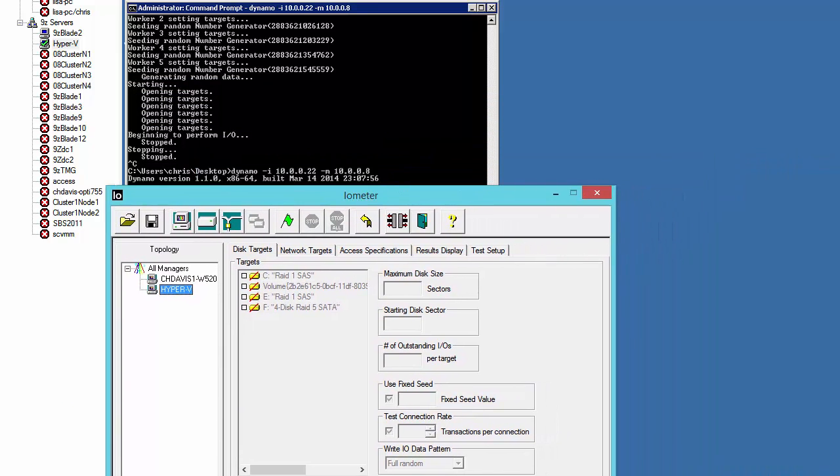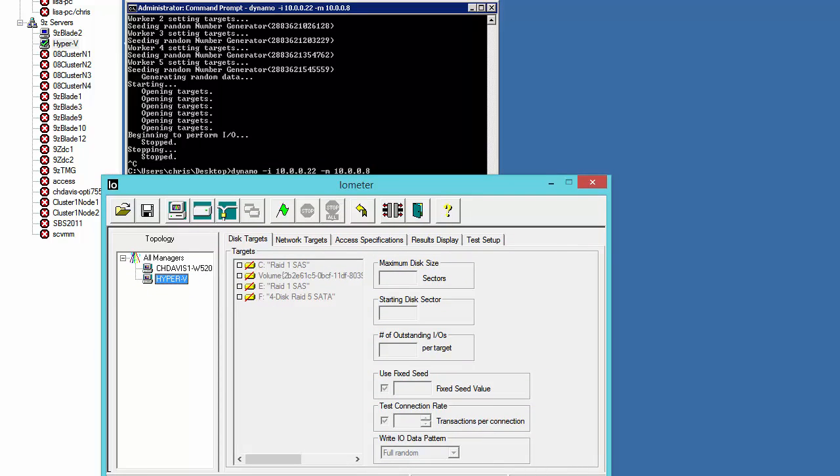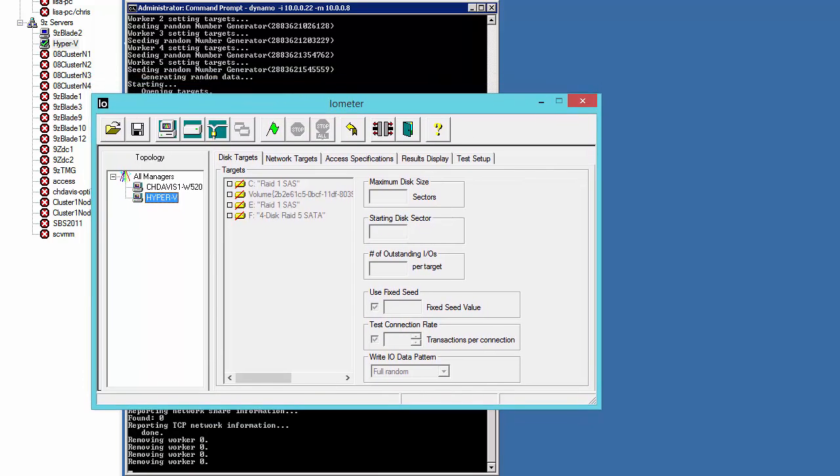So once again, that command was not IOmeter and then some -I and IP addresses. That was Dynamo. So you need to get that from the same place that we talked about in the disk section, that IOmeter is available out on the web for free. And you pull that down.